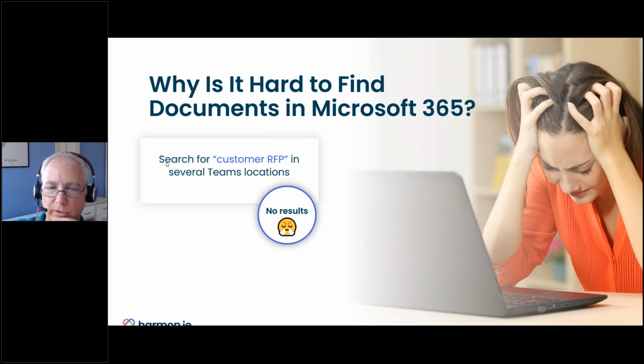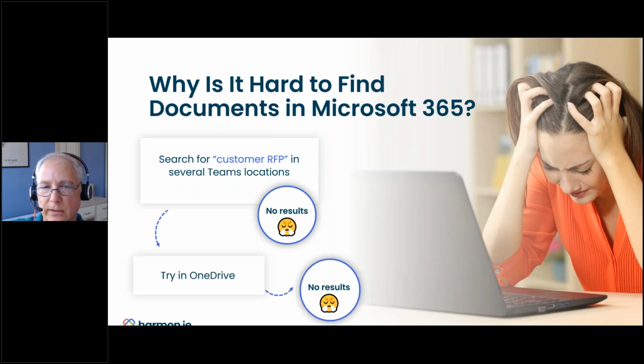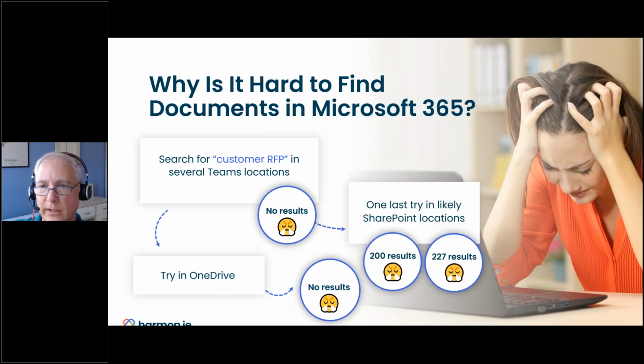So I go to a bunch of different channels, a bunch of different teams, look in some chats, can't find it. Then I go over to OneDrive. So I open the OneDrive window and I start to look there. No, don't find it either. And then I say, you know what, let me try in SharePoint. Maybe I stored it there, and I go to a couple different likely locations. And in one place I see 200 results, and the other place I see 227 results.